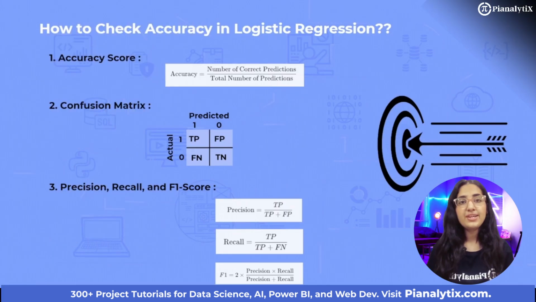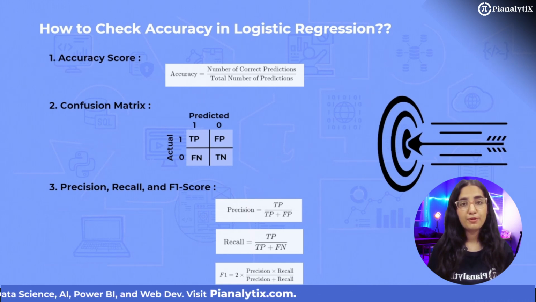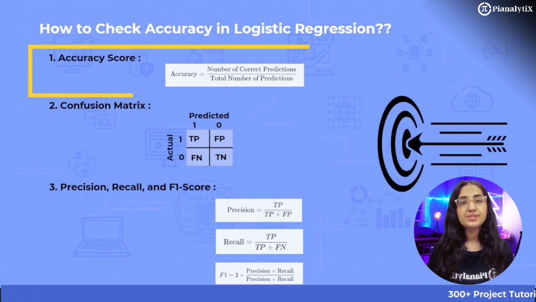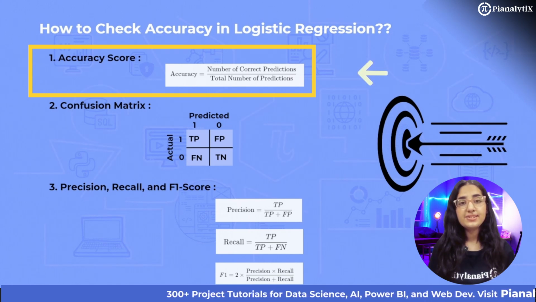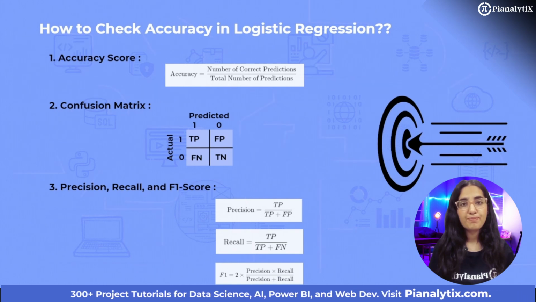Now, checking the model accuracy in logistic regression. Once we have trained our logistic regression model, it's crucial to evaluate how well it performs. We can measure its accuracy using a few key metrics. First, accuracy score. The accuracy score is the simplest metric. It tells us the percentage of correct predictions out of all predictions.